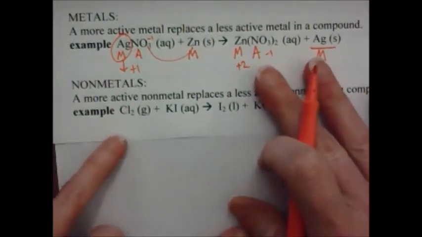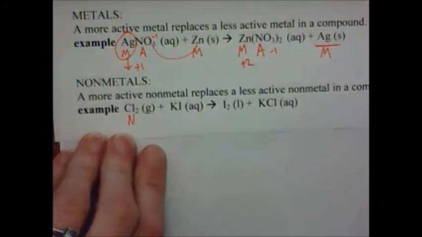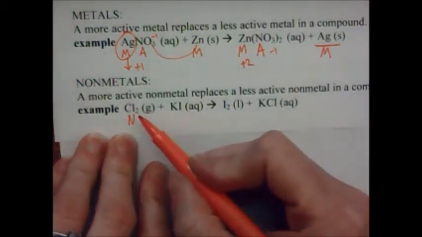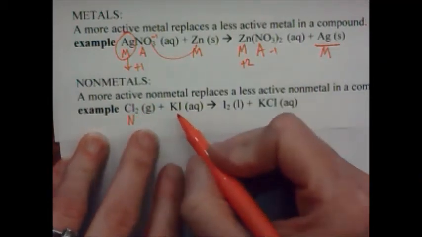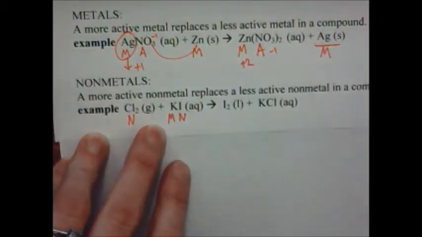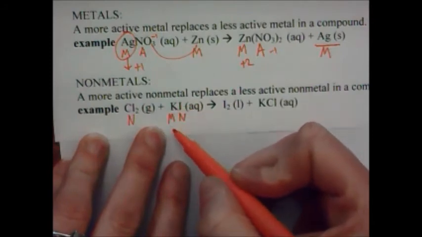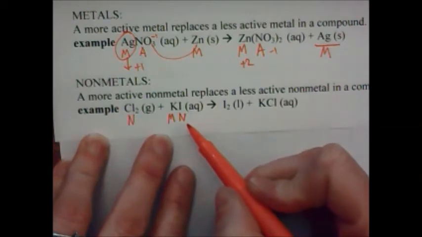But the lone element is not always a metal. It could be a non-metal, like in this case down here, where chlorine gas is our single element. Remember that chlorine is a diatomic element, so it's got a little 2 there. We have an ionic compound, potassium's a metal, iodine's a non-metal. Well, we can't have chlorine partner up with iodine and displace potassium. It has to replace the element whose role it can fill.